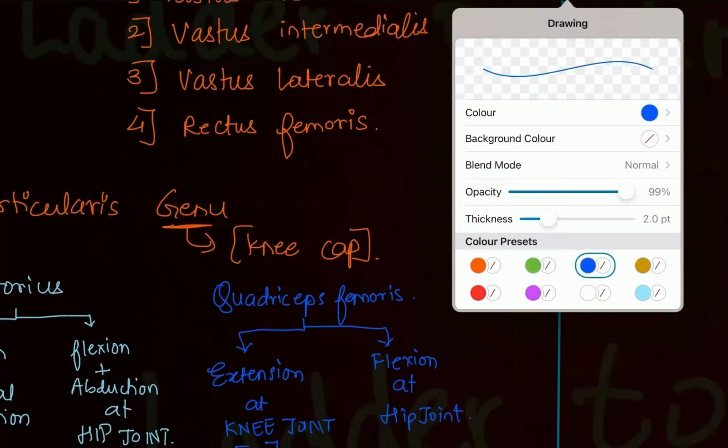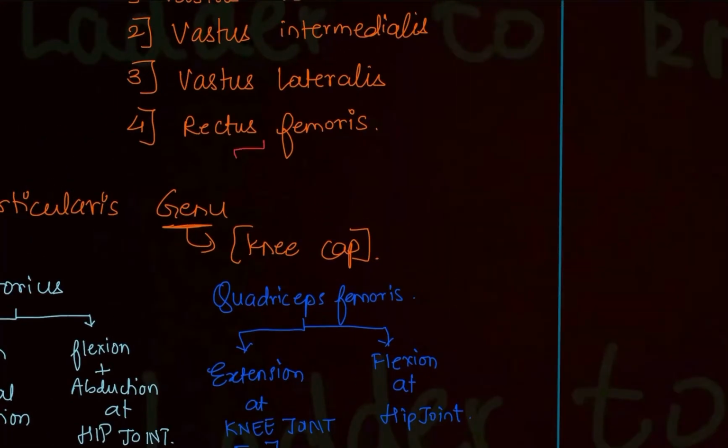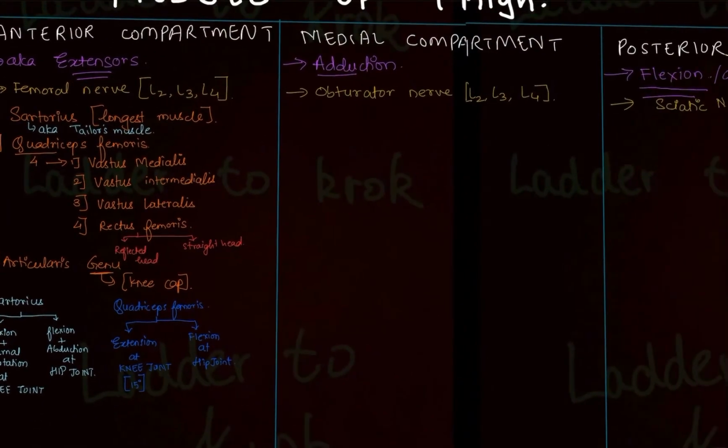About this rectus femoris, write down one point, that this rectus femoris has two heads. One is called as reflected head, and another is straight head. That's it. You have to remember about the muscles of the anterior compartment.